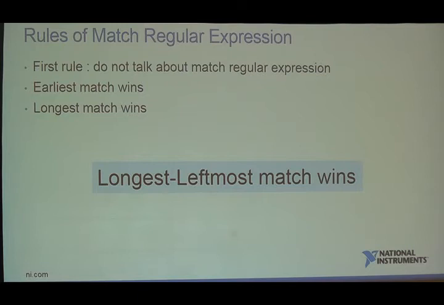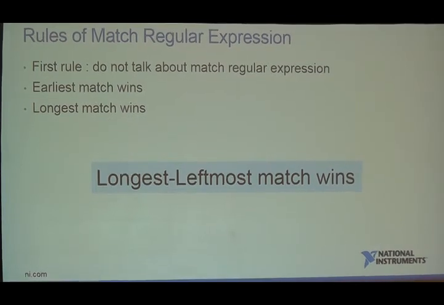The first rule is actually that the earliest match wins. Of all the possible matches, the one that starts earliest in the string is the one that's going to be returned. And if you have more than one possible match that starts at that location, the longest of those is going to win. So we call this the longest leftmost match wins. It becomes second nature. It's actually the intuitive way. If you were to guess how it would work, that's kind of what you would expect, I hope.